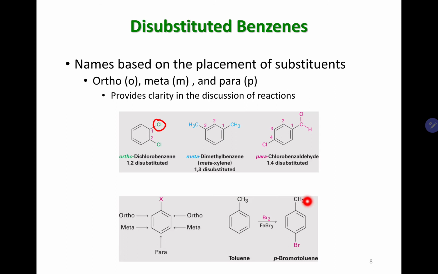Let's go to the next example. In here you have two CH3 groups as the substituents. Let's take one substituent as the primary substituent, and then the second substituent is on the third carbon. If it is on the third carbon, that is the meta position. So the name of this compound will be a dimethyl benzene, because you have two methyl groups, but the location of the second substituent is in a meta position. So the name will be meta dimethyl benzene.